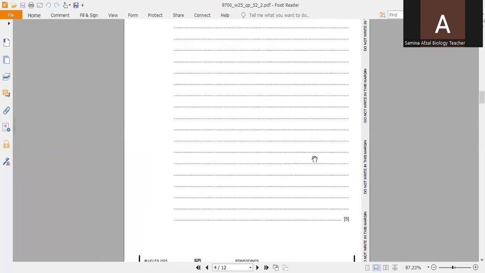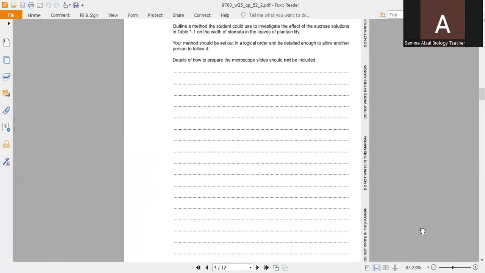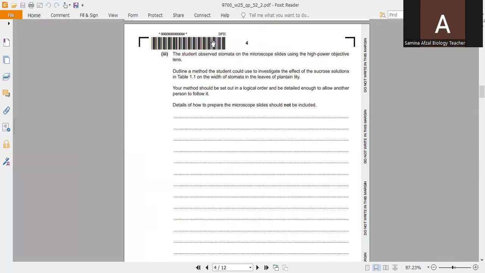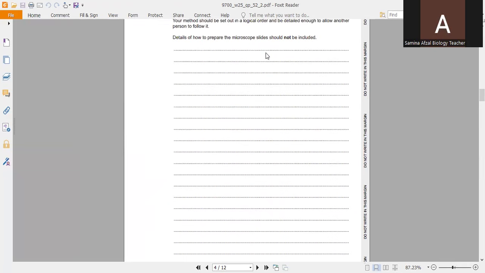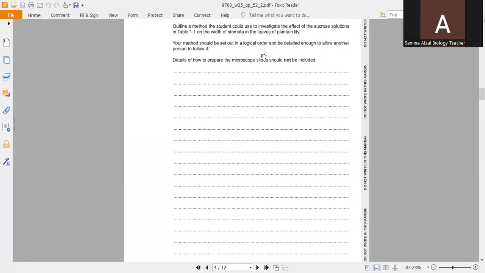So we have to write down the method which will completely describe the procedure. For this purpose, we will start as follows. First of all, we will calibrate the eyepiece reticule using a stage micrometer under the high power objective lens to ensure measurements can be converted to micrometers.